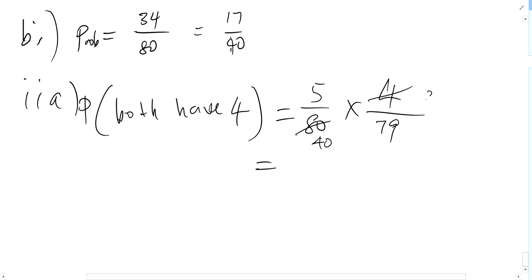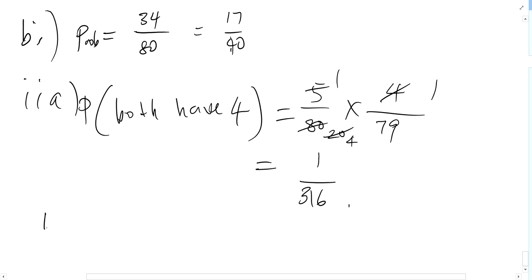Okay, so here we simplify. This becomes 40, this becomes 2. Oh, no. This one is 80. This was 4, cancel 1, this becomes 20. So we get 1 out of 4 times 79, which is 316. Okay, now part B. One had more than 2, the other had fewer than 2.